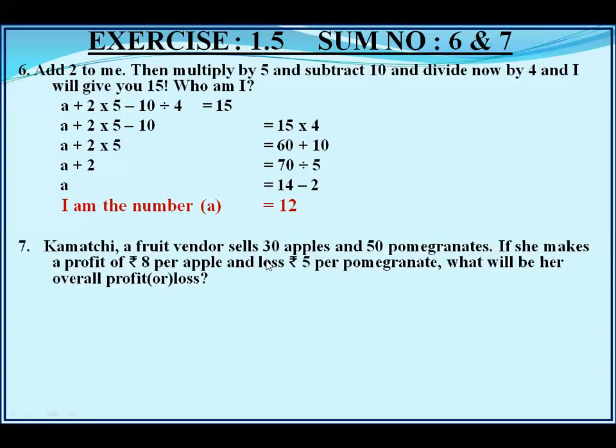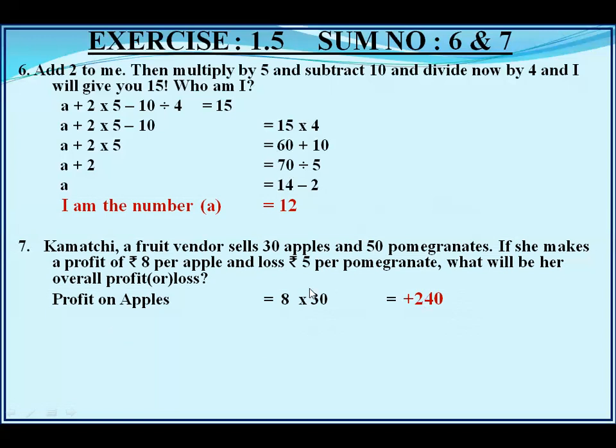Kamachi, a fruit vendor, sells 30 apples and 50 pomegranates. If she makes a profit of rupees 8 per apple and a loss of rupees 5 per pomegranate, what will be her overall profit or loss? So on apples, she gets a profit of rupees 8 for each apple. So 8 into 30 apples sold is 240. Since it's profit, we use a simple plus.